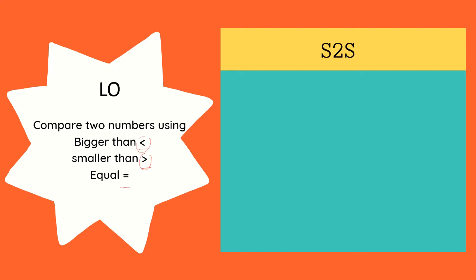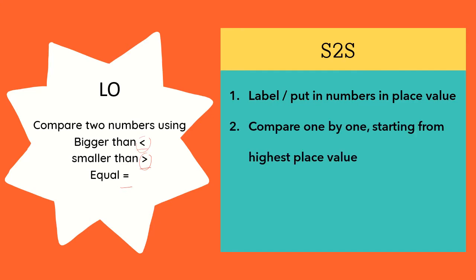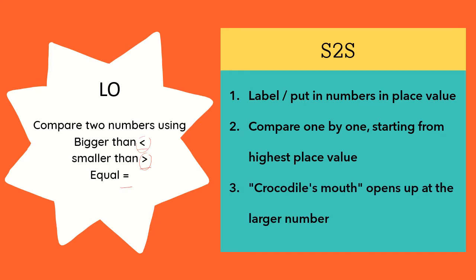Our step 1 for today is first we are going to label or put in numbers in the place value chart. Step 2 is we are going to compare one by one starting from the highest place value. I will show this to you later on. And our last step for today is crocodile's mouth or mulut buaya opens up at the larger number.